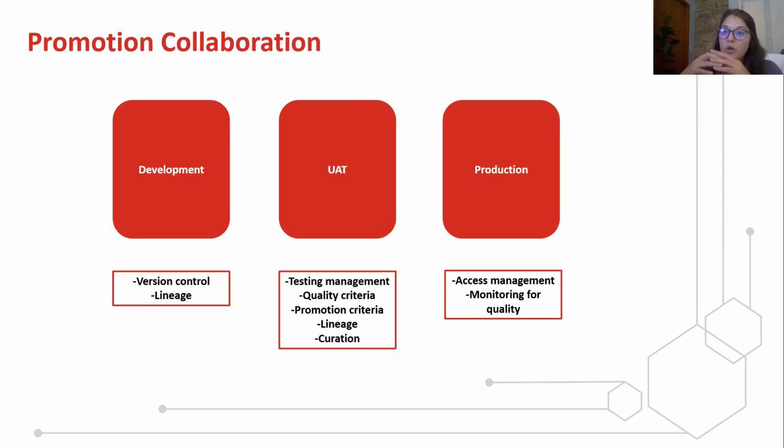And then curation, which is once it's passed everything and it's ready for promotion, have we rigorously defined everything so that it has context when it actually is being used? And this part gets left behind a ton. Nobody ever wants to do the documentation or the definitions, but it is critically important. And I throw it in here in UAT because it is the step that should happen before it goes live. And then of course in production, access management's huge, and then monitoring for quality. So as you can imagine, the more you have these elements defined, the easier the collaboration is.